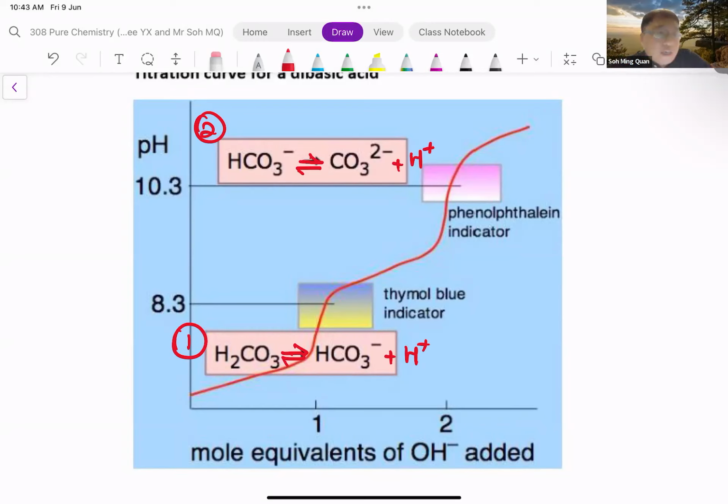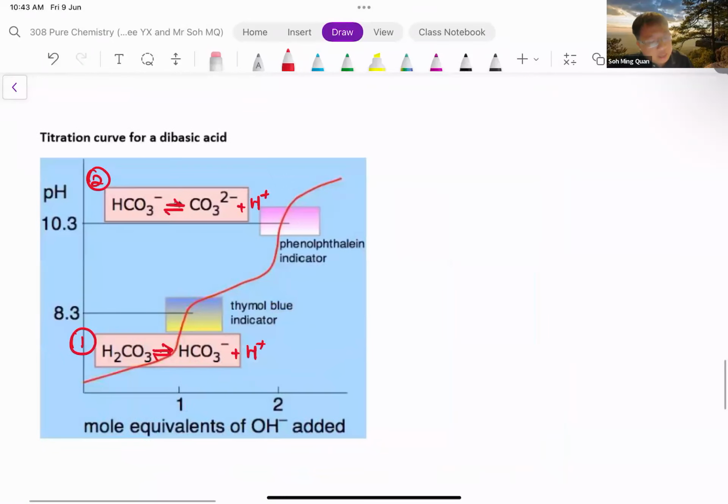Okay, so because you have 2 endpoints, the graph looks like this. And because of the 2 endpoints, typically, we will use 2 different indicators for the titration. All right, so just for your information, a dibasic acid has 2 endpoints. Okay, and the graph looks like this. Now, this graph is commonly found in dibasic acids, which are weak acids. All right, typically you will see such a graph.